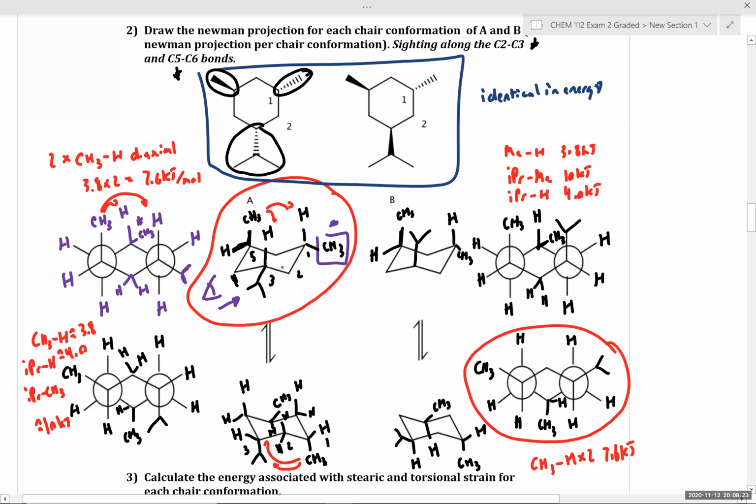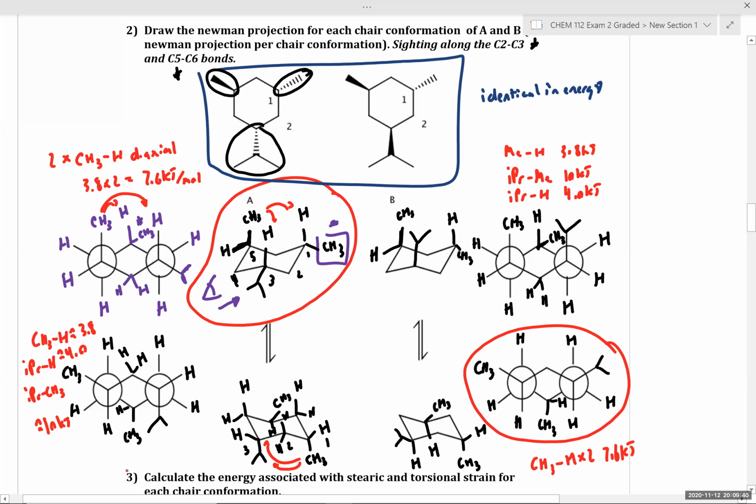After the ring flip, if it started axial, it'll end up axial pointing down. Perfect. And likewise, the methyl group, which was originally axial pointing up, is now equatorial pointing up.